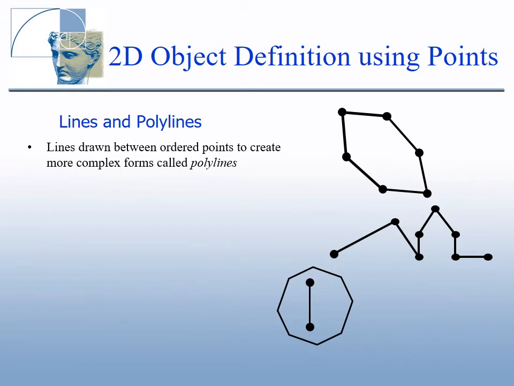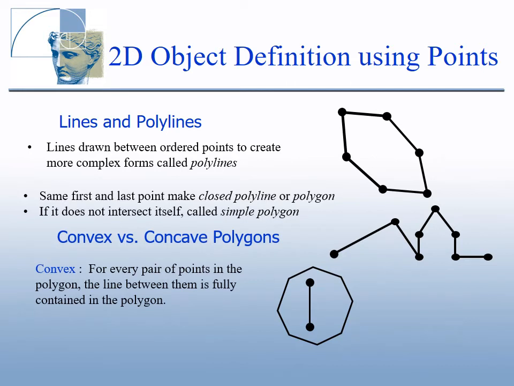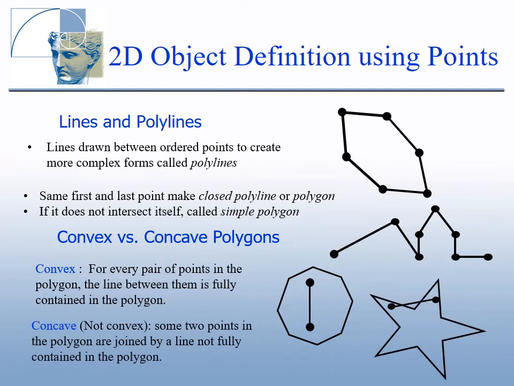The same first and last point make a closed polyline or polygon. If it does not intersect itself, it is called a simple polygon. Simple polygons can be convex and non-convex or concave. In a convex polygon, for every pair of points in the polygon, the line between them is fully contained in the polygon. See the bottom left image. Some two points in a concave polygon are joined by a line not fully contained in the polygon. See the bottom right image.